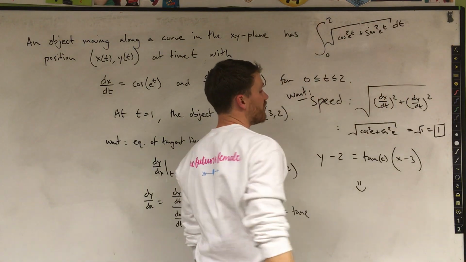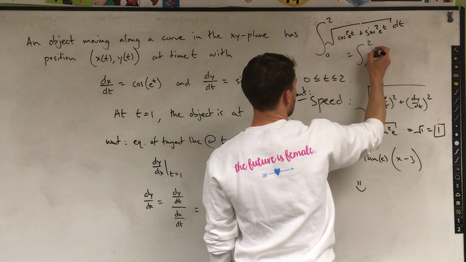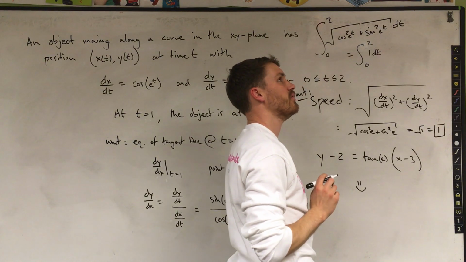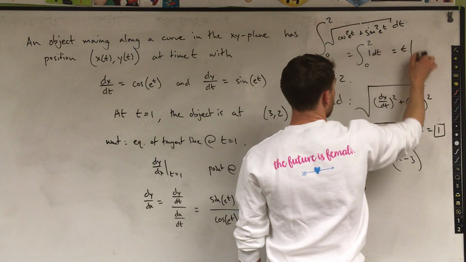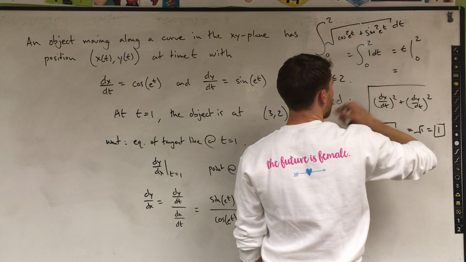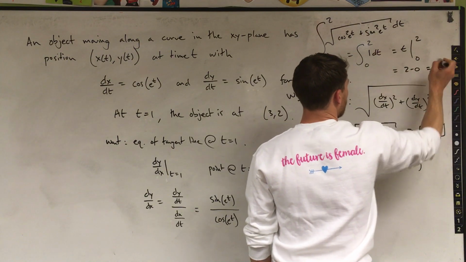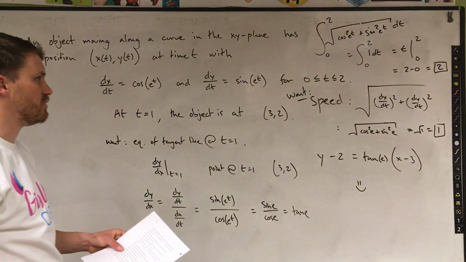Again, cosine squared plus sine squared is 1, so this becomes the integral from 0 to 2 of 1 dt. Imagine that. Do I know how to find the antiderivative of 1? Yes, I do. It's t. So that becomes t evaluated between 0 and 2 using the first fundamental theorem of calculus, which is simply 2 minus 0, which is simply 2. This thing has traveled 2 units in those 2 seconds.